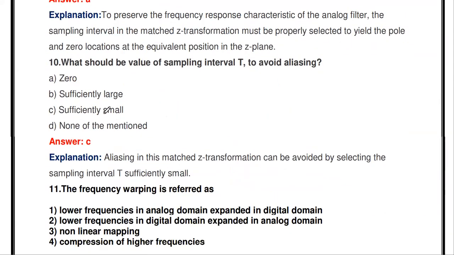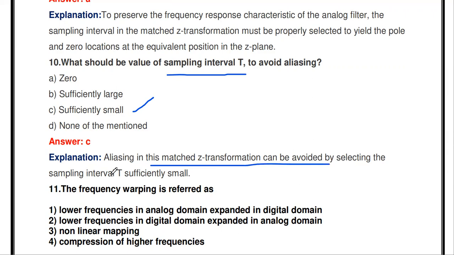The next question: what should be the value of sampling interval T to avoid aliasing? In order to avoid the aliasing problem in the design of a digital filter, what about the value of T? The options are 0, sufficiently large, sufficiently small, none of the mentioned. The sampling interval value should be sufficiently small. Aliasing in the matched Z transformation can be avoided by selecting the sampling interval T sufficiently small.